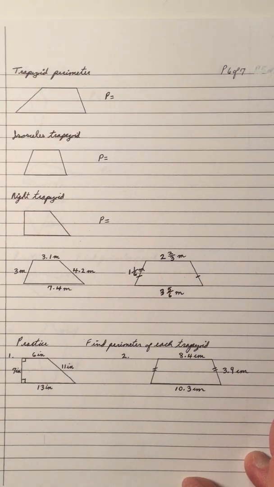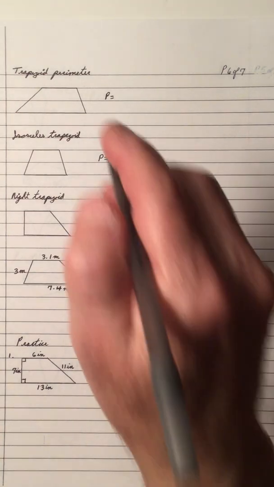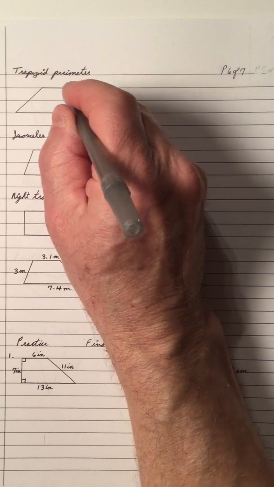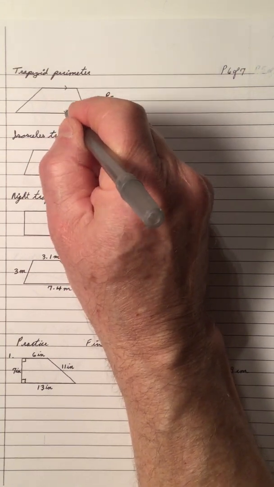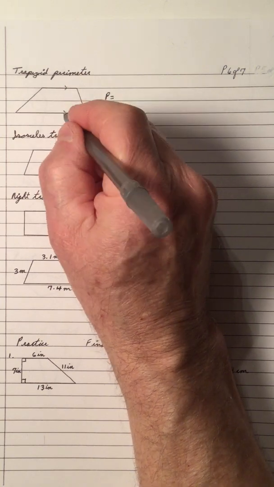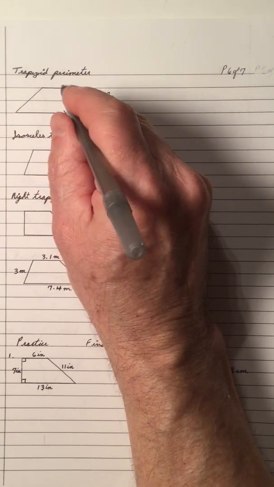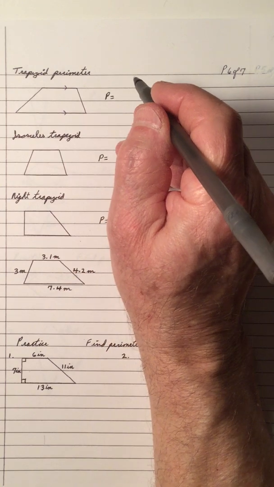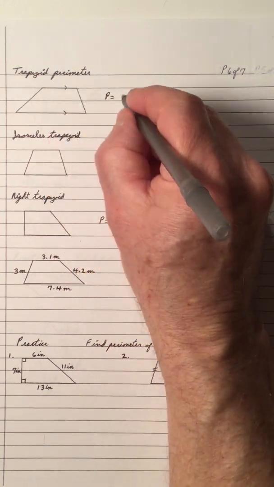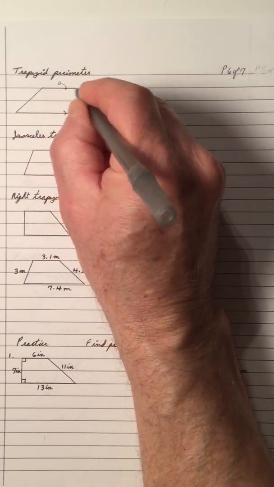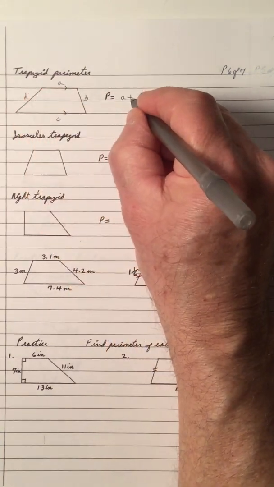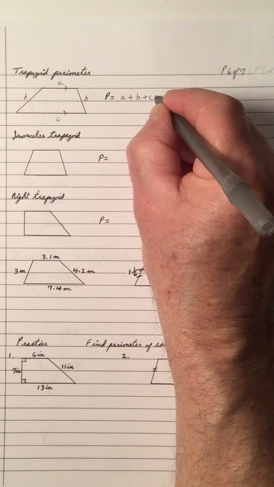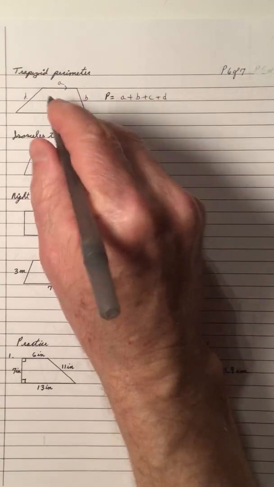And we have a trapezoid. A trapezoid is a quadrilateral with, and it depends on what country you're in, but I'm going to say with only one pair of sides parallel. These are the 2 bases, these are the legs. And the perimeter here is, that's an A, and that's a B, and that's a C, and that's a D. They're all different. A plus B plus C plus D is the perimeter.